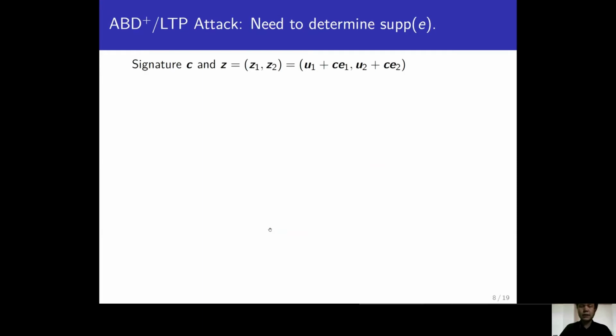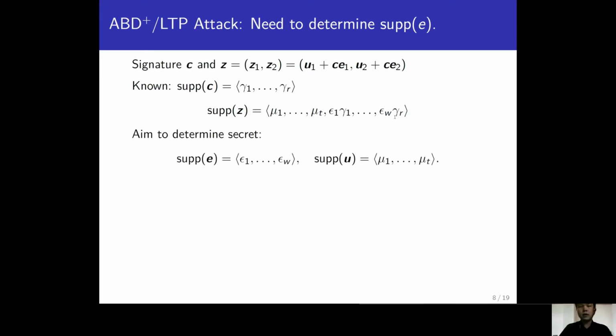There are some challenges in adapting the Schnorr signature to the rank metric. If we are given this signature C and Z of this form, what we can do is compute the support of C, the vector space spanned by all the elements here. And then we can also compute the support of Z, which is spanned by all the elements here. This attack aims to determine the secret key supports E and also U.